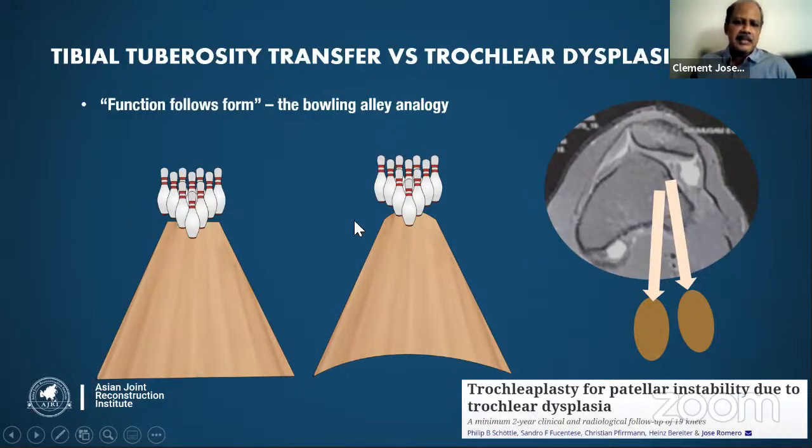Once again, this is a bowling alley analogy which is given to describe this problem. So it doesn't matter where you're standing and bowling, as long as the bowling track is spherical like this, your ball is not going to land in the correct place. So this applies to doing a tibial tuberosity transfer alone in trochlear dysplasia, because as long as the patella is not being guided properly by this bump, it's not going to matter where you're going to shift your tibial tuberosity.